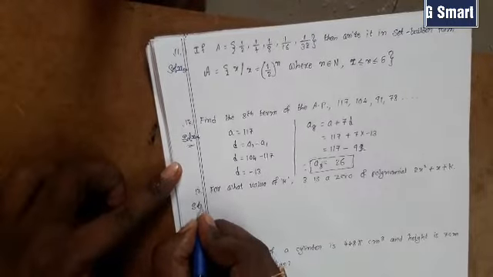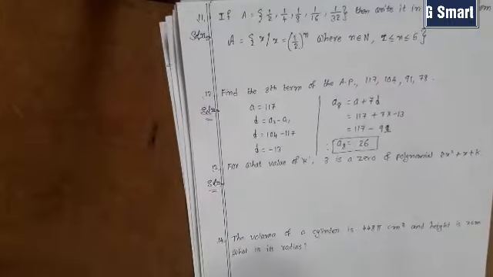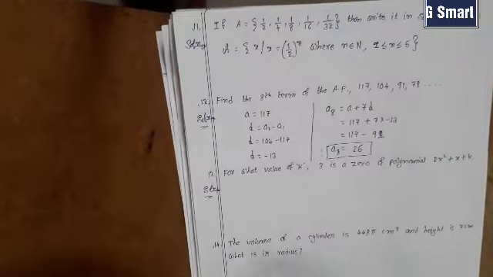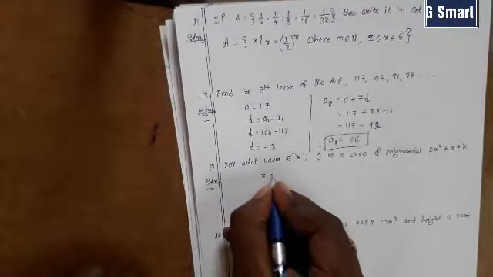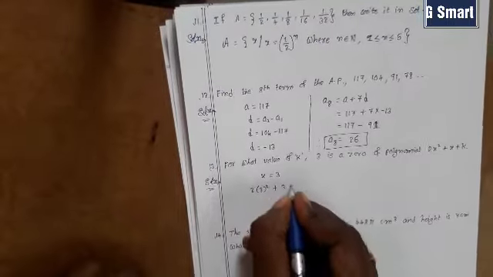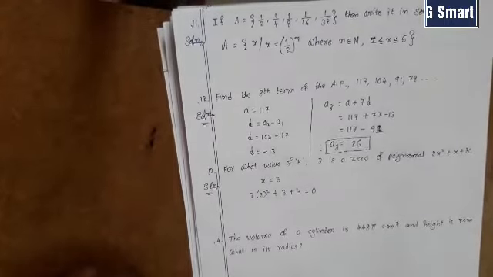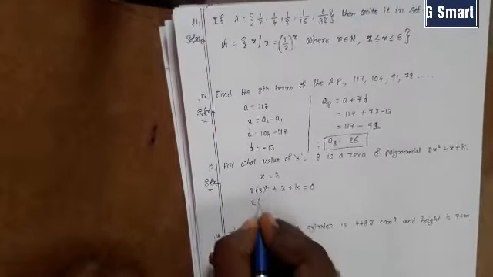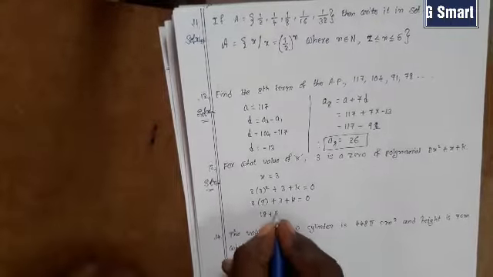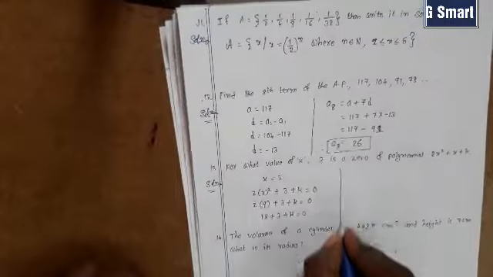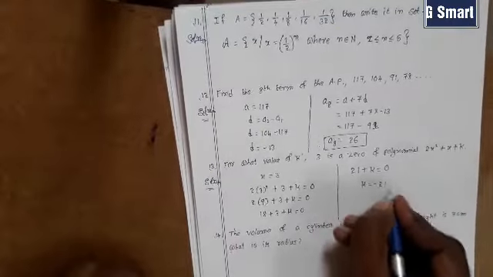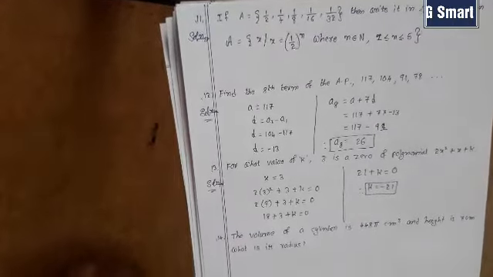Next, the 13th solution. For what value of k, 3 is a zero of the polynomial 2x square plus x plus k. So they are giving the zero of the polynomial, means x is equal to 3. So 2 into 3 square plus 3 plus k is equal to 0. We have to substitute 3 where x is there, because it is a zero of the polynomial. So 2 into 9 plus 3 plus k is equal to 0. 2 nines are 18 plus 3 plus k is equal to 0. 18 plus 3 is 21. 21 plus k is equal to 0. Now k is equal to minus 21. So k is equal to minus 21 is the answer.